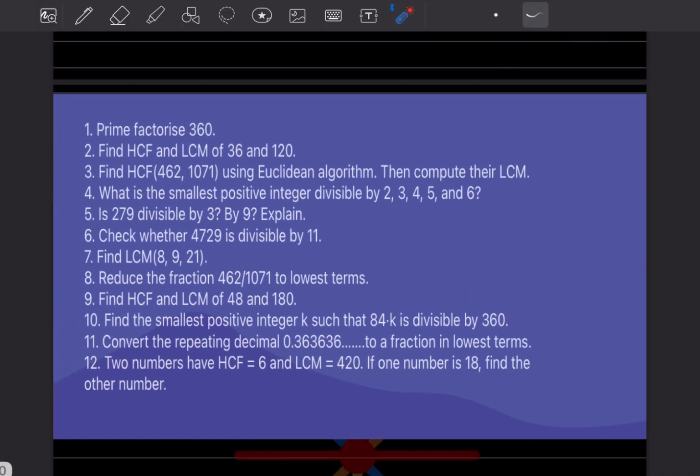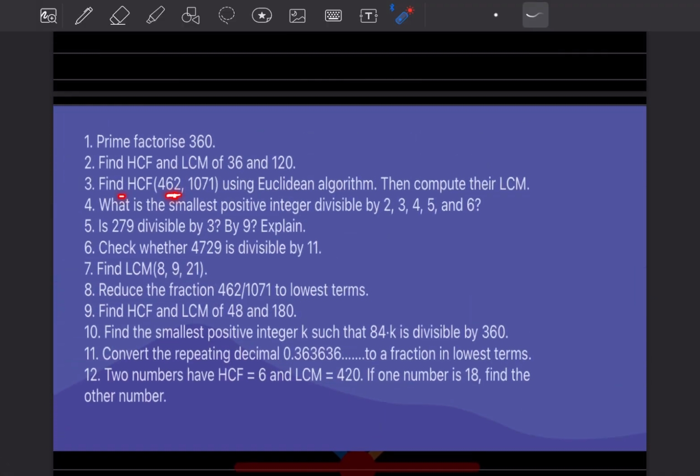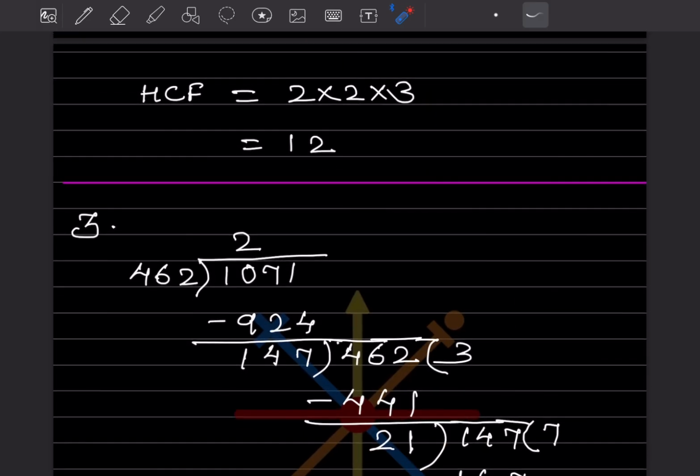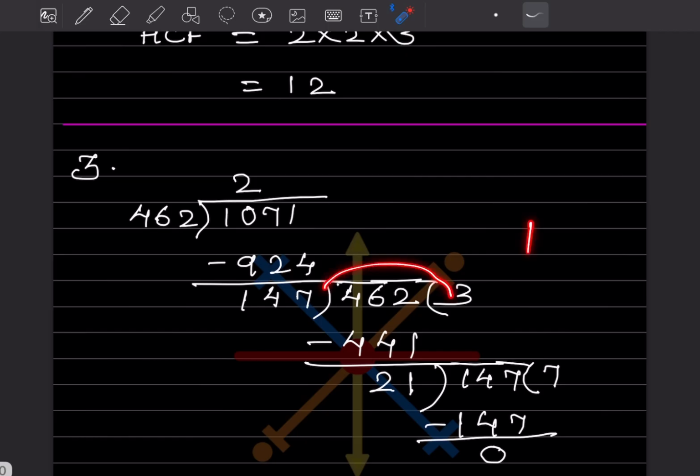Now let us see the third one: find HCF of 462 and 1071 using the Euclidean algorithm, and then compute the LCM. By Euclidean algorithm, we have to divide 1071 by 462. 462 twos are 924, so the remainder is 147. Then you divide 462 by 147. 147 multiplied by 3 is 441, so the remainder is 21.